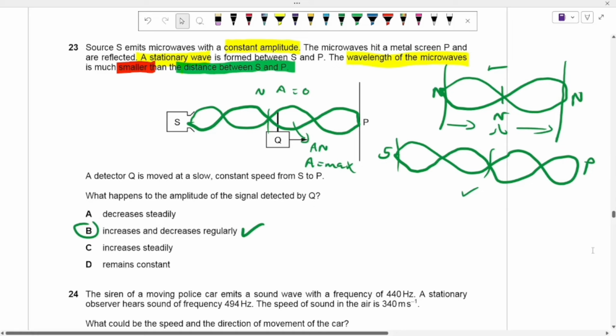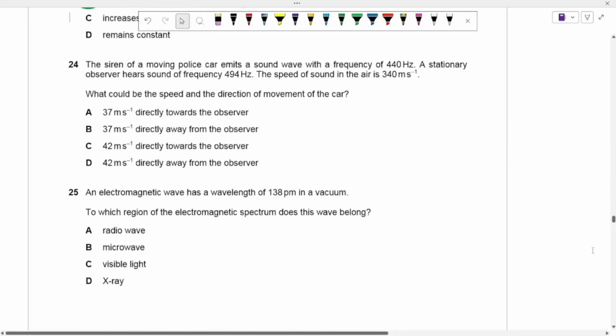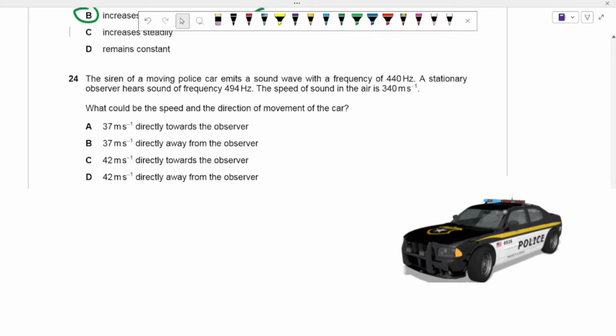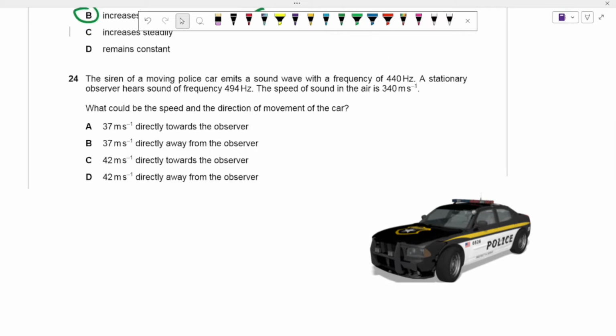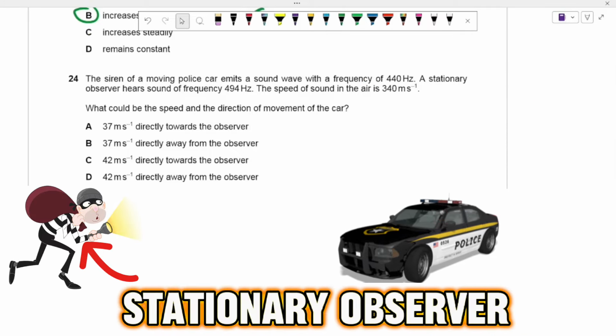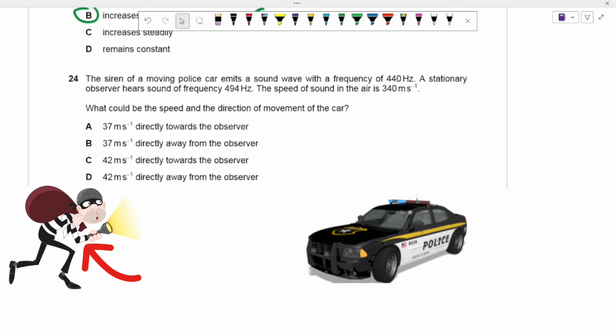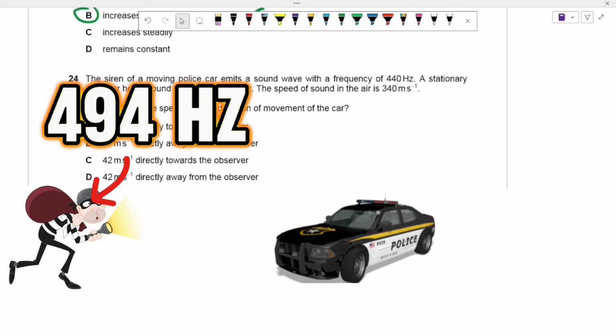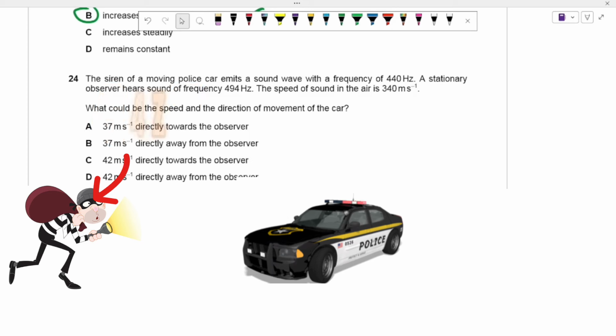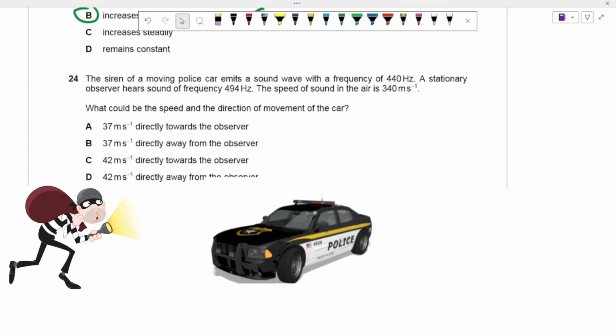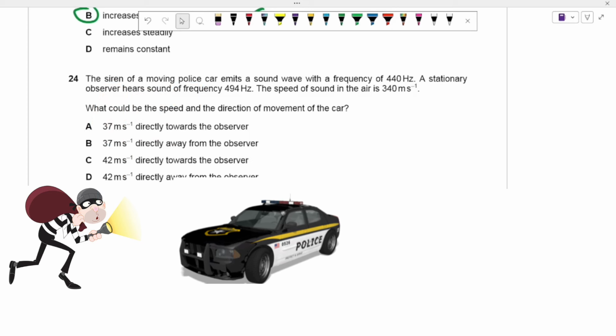Okay. We're given a police car, and the siren of that police car is emitting 140 hertz. A stationary observer, however, hears sound of frequency 494 hertz. The speed of sound in air is 340. What could be the speed and direction of movement of the car?